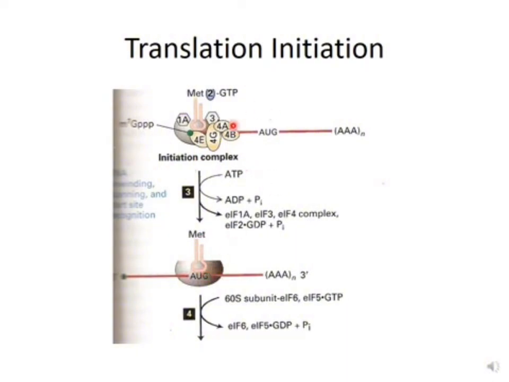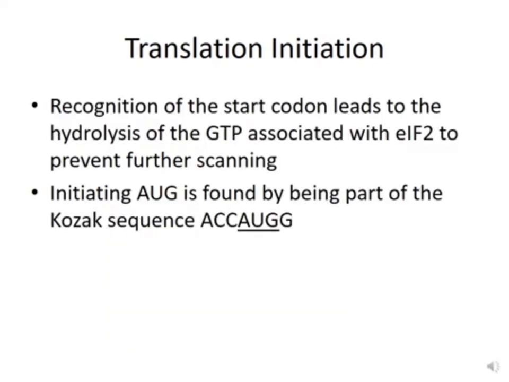So all these initiation factors are released. Then the 60S subunit, or the larger subunit that we showed you was bound to the EIF6, binds to the smaller subunit, and once it recognizes the correct location of the tRNA, it also hydrolyzes the GTP on initiation factor 5. As I mentioned earlier, the recognition of the start codon leads to the hydrolysis of the GTP associated with EIF2. This is to prevent further scanning and to prevent any frame shifts.